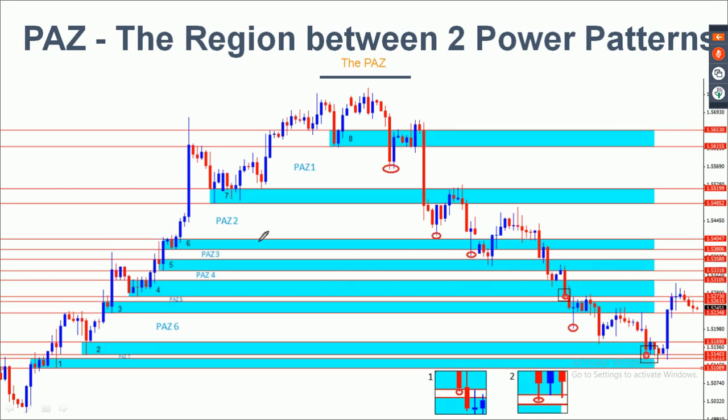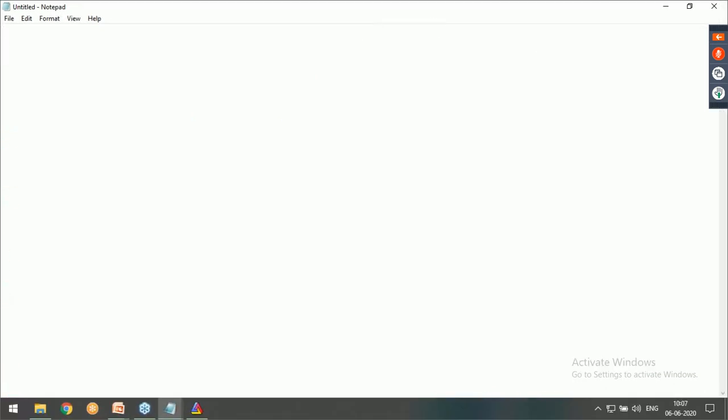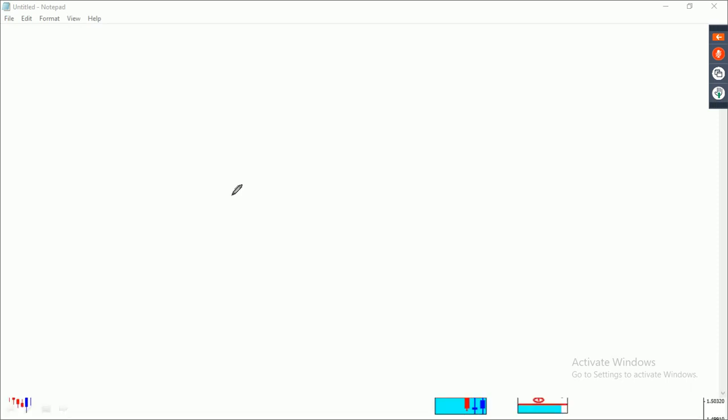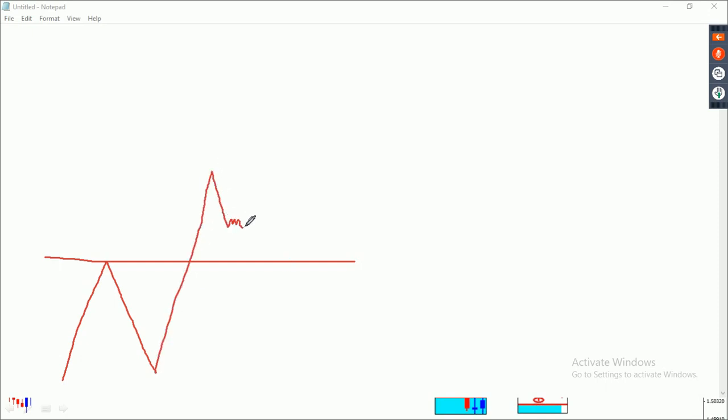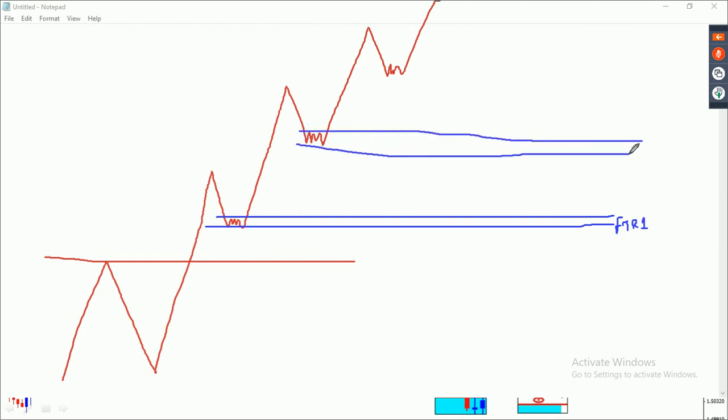This is one important thing you must know, friends. Between every FTR zone, there is a vacant area. I will draw this for you. FTR1, FTR2, FTR3.